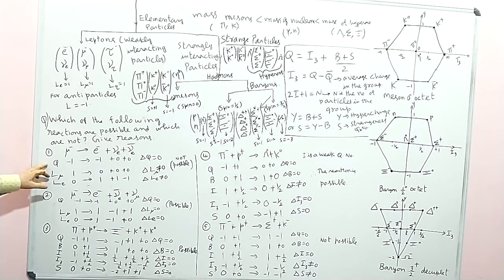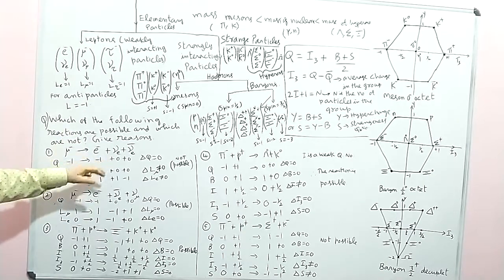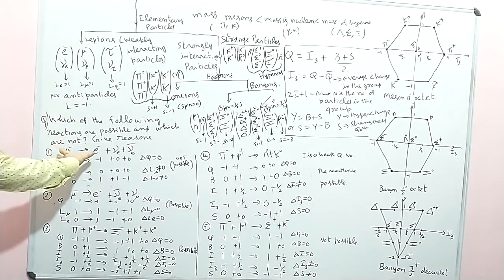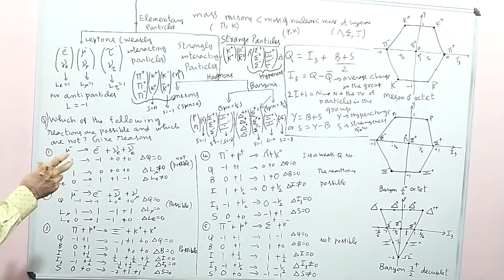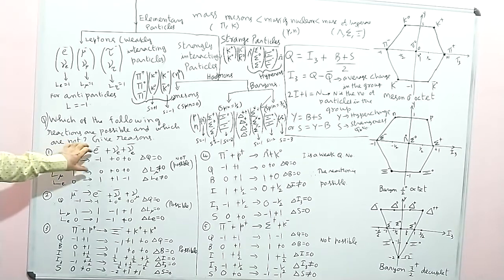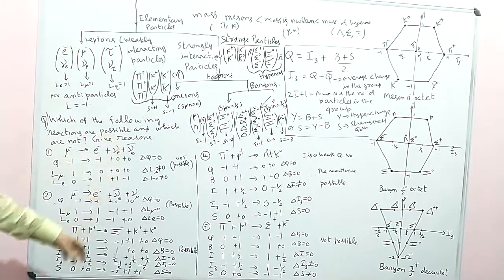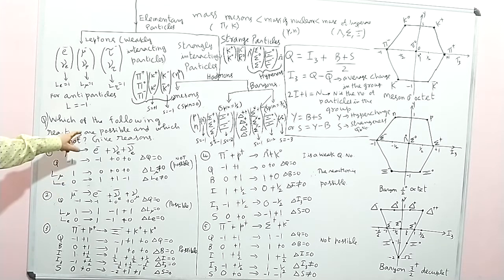Let us first find the charge on both the right side as well as the left side, and delta Q is the difference of charges from the right side to the left side. The difference is 0, which means the charge is conserved. The charge before the reaction and after the reaction remains the same. The conservation of charge must be satisfied in order for the reaction to be allowed.